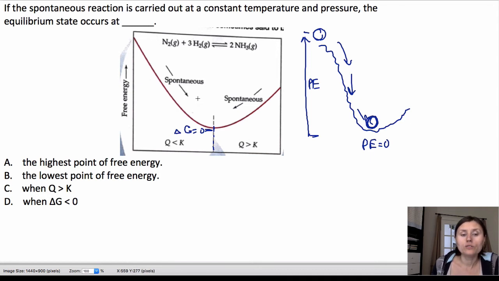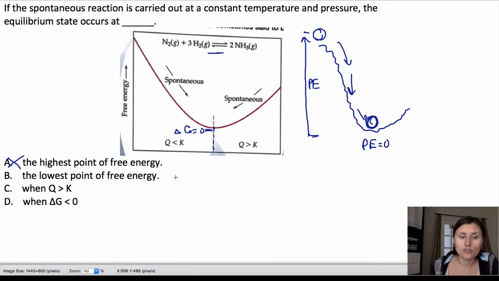If the spontaneous reaction is carried out at a constant temperature and pressure, the equilibrium state occurs at the highest point of free energy. Well, this is very obviously incorrect. The highest point of free energy would be somewhere over here, but it's obviously not. So A is definitely not correct. Now B, the lowest point of free energy. So this actually might be correct.